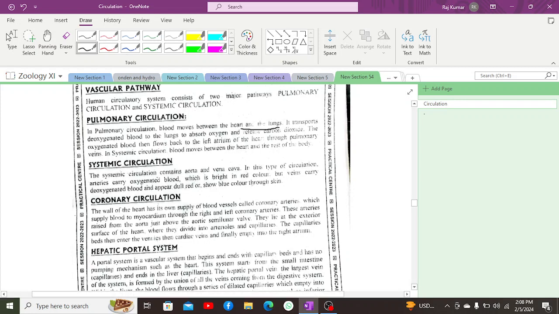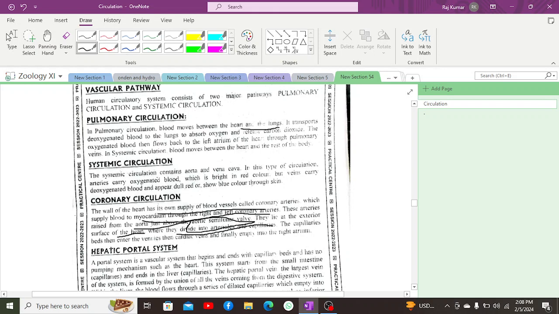Moreover, coronary circulation: the walls of the heart have their own supply of blood vessels called the coronary arteries, which supply blood to the myocardium through the right and left coronary arteries. These arteries arise from the aorta just above the aortic semilunar valve, and they lie at the exterior surface of the heart, where they divide into arterioles and capillaries.